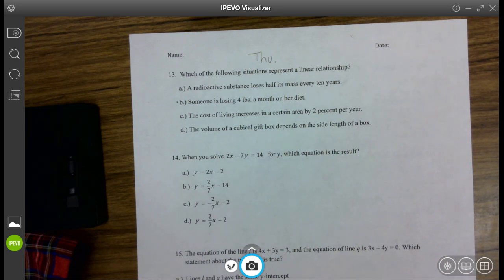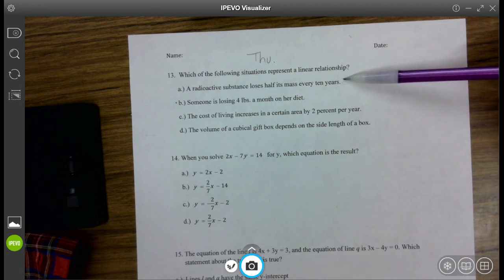Hello. Today is Thursday, and we are going to work on questions 13, 14, and 15. So it says, which of the following situations represent a linear relationship? Now, this might be a little challenging at first, but let's just go ahead and go down the line.